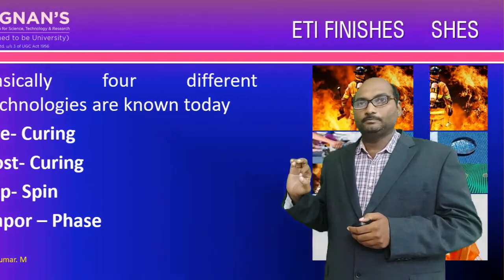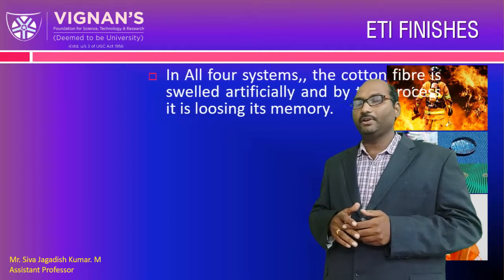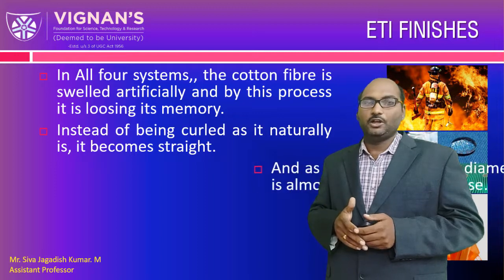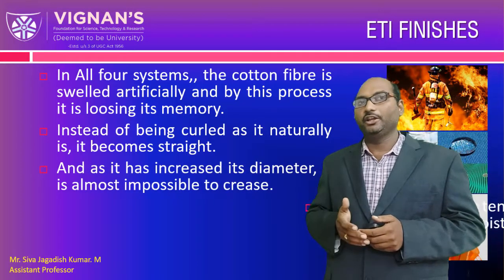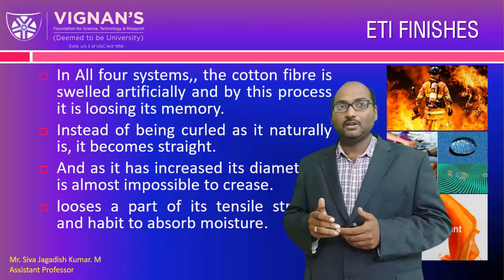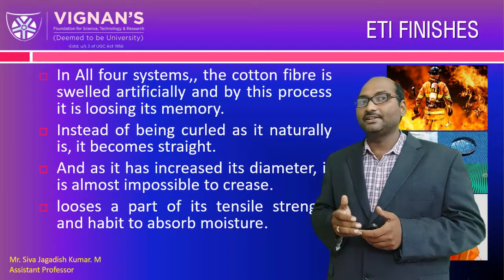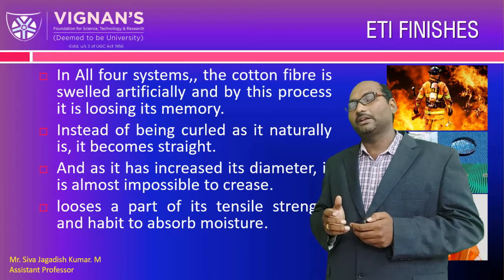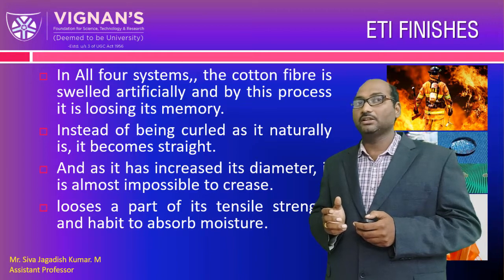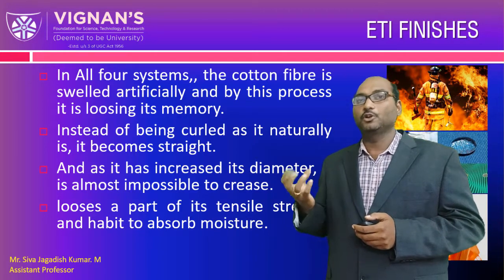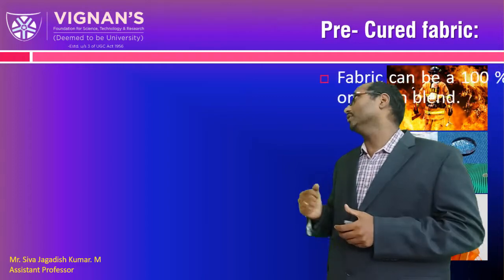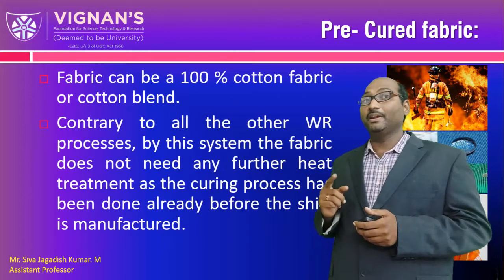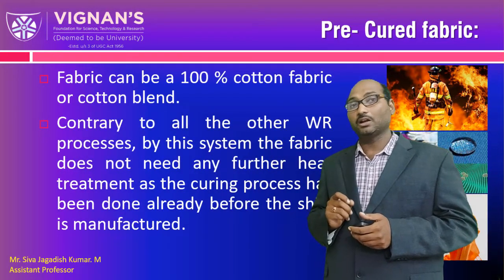So in all four systems, the cotton fiber is swelled artificially and by this process loses its memory. Instead of being curled as it naturally is, it becomes straight. As its diameter increases, it is almost impossible to crease, it loses a part of its tensile strength, and it has lost its habit of absorbing moisture. In the case of pre-cured fabrics, the fabric can be 100% cotton or cotton blend.